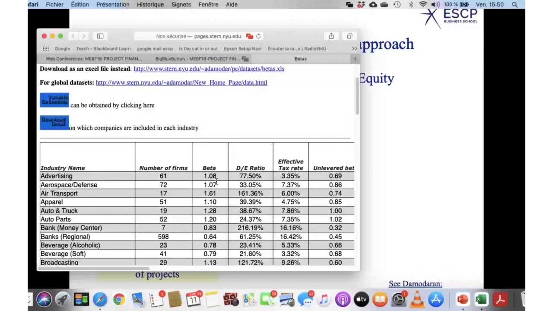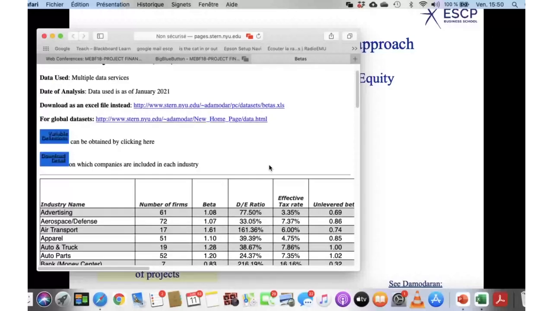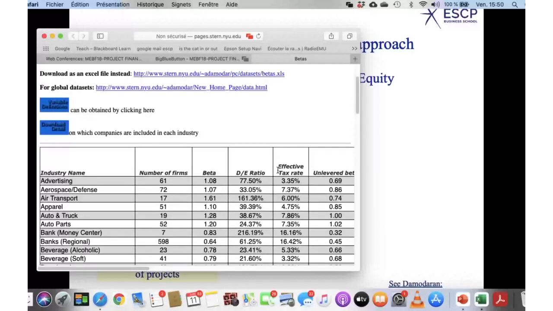Okay, so we can refer to Damodaran, which is a very common practice. Whether these values are reliable or not, that would be another story. We could discuss it. But I just mentioned this one because I guess some of you already know that. It is very commonly used.